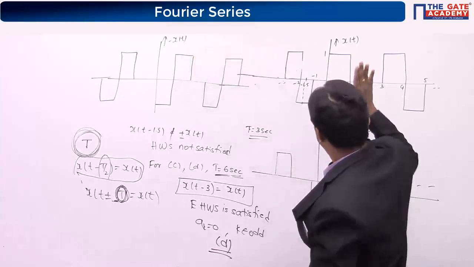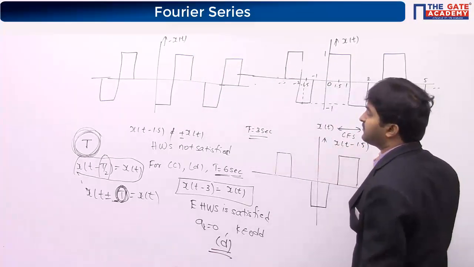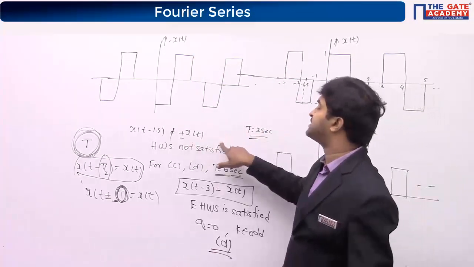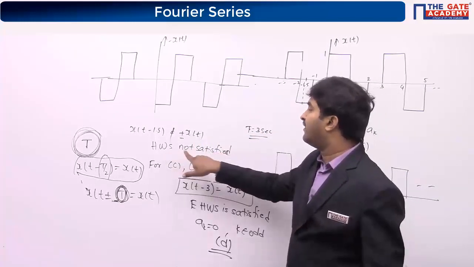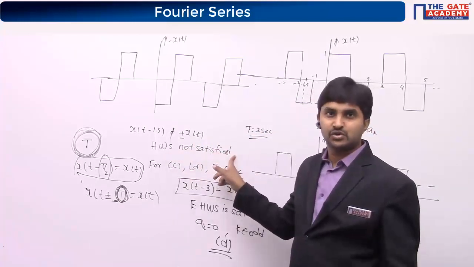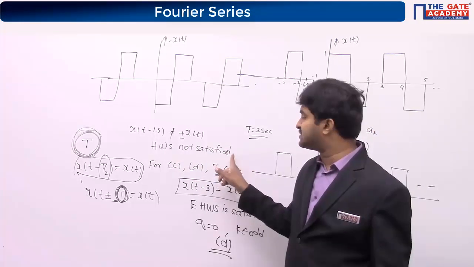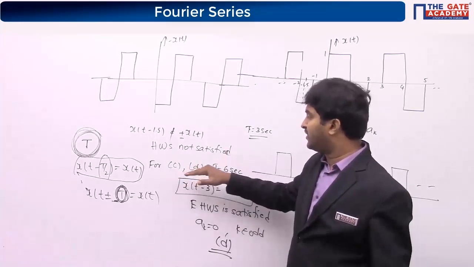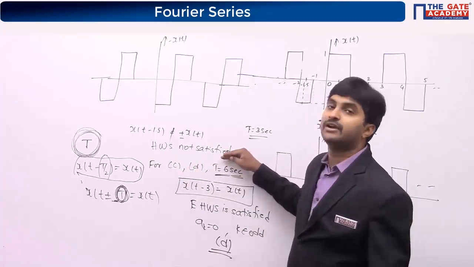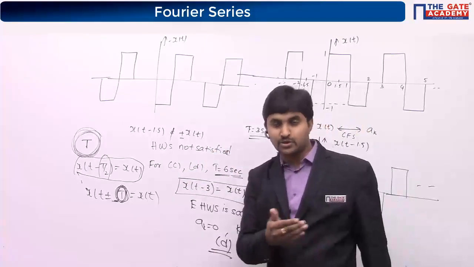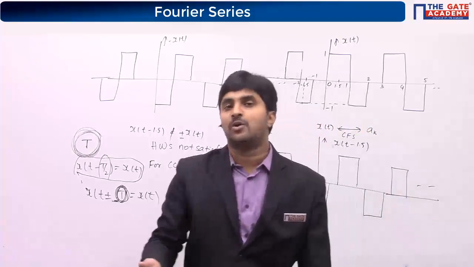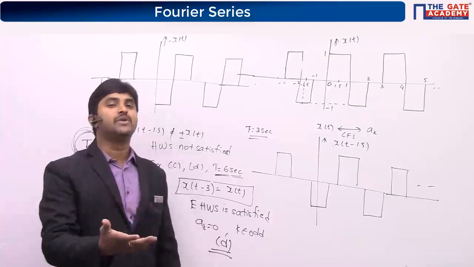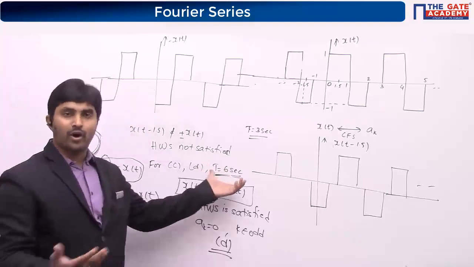So you can see that x of t minus 1.5 is not equal to plus or minus x of t. So the half-wave symmetry is not satisfied. Now what we are doing is that we are considering the time period to be 6 seconds, because in the question itself they have asked in option C and option D to consider the time period to be 6 seconds. Yes, we can go ahead with that.